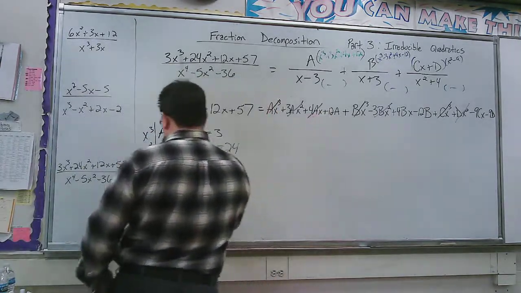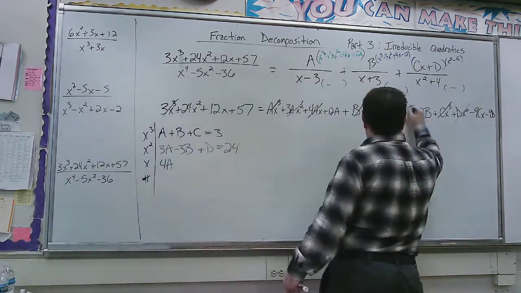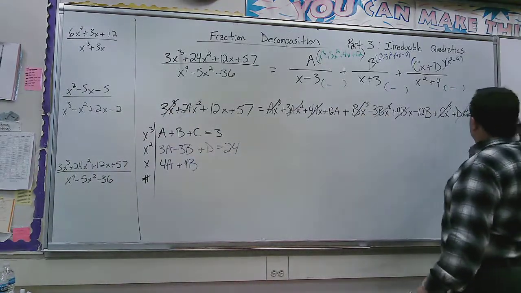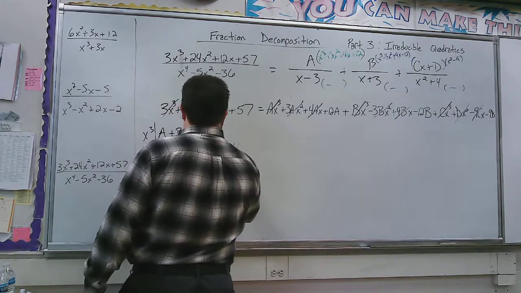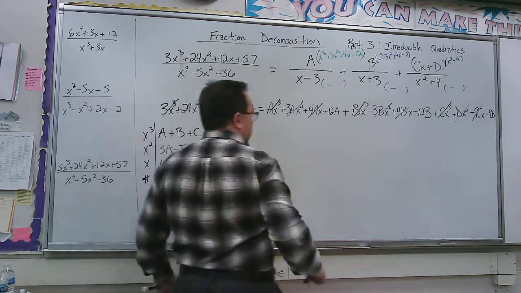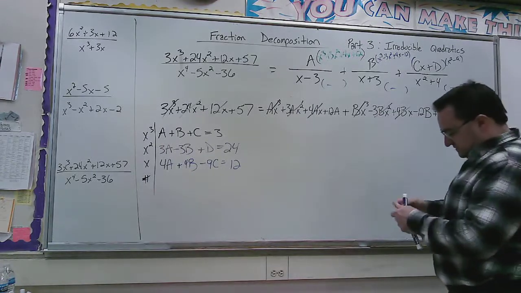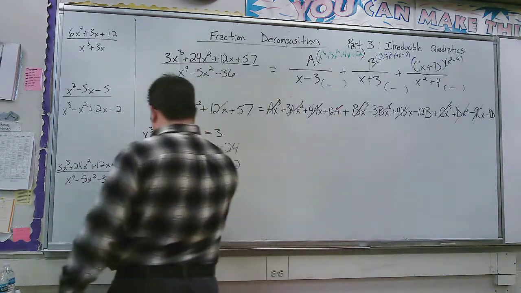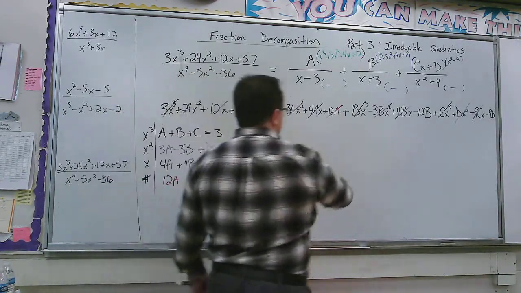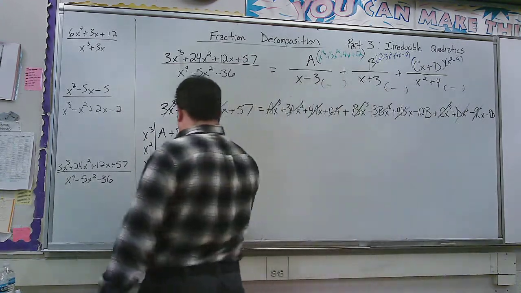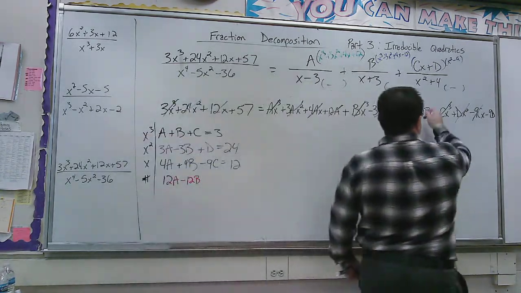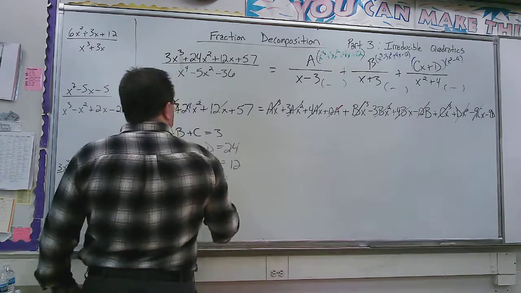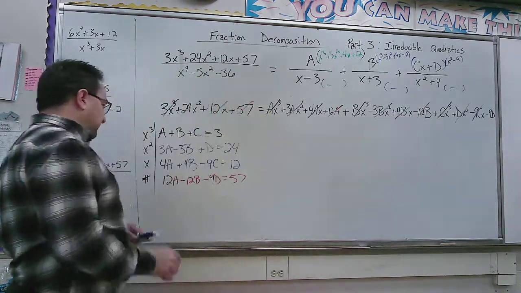Linears, 4A plus 4B minus 9C equals 12. And constants, 12A minus 12B minus 9D is equal to 57. All right, this is a mess.